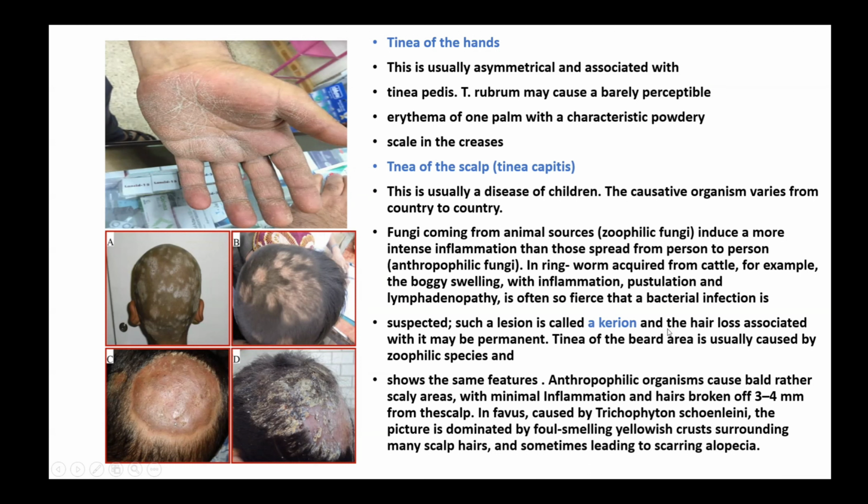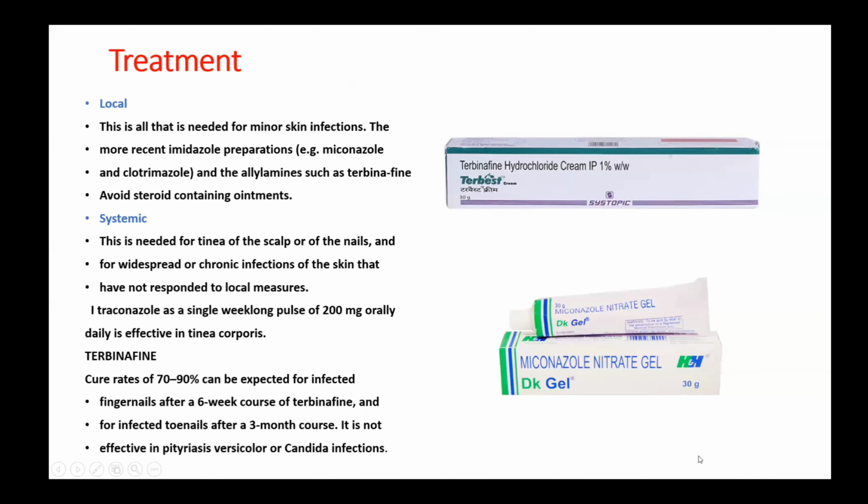Tinea of the beard is usually caused by zoophilic species and shows the same features. Anthropophilic organisms cause bald rather than scaly areas with minimal inflammation and hairs broken off 3 to 4 mm from the scalp. In favus caused by Trichophyton schoenleinii, the picture is dominated by foul-smelling yellowish crust surrounding many scalp hairs and sometimes leading to scarring alopecia.